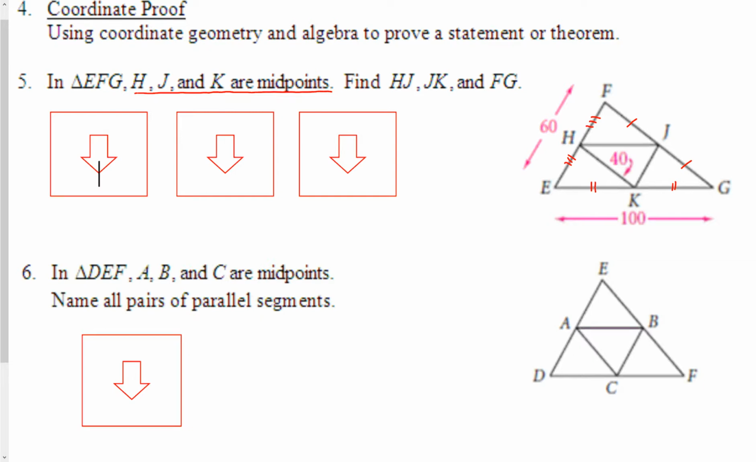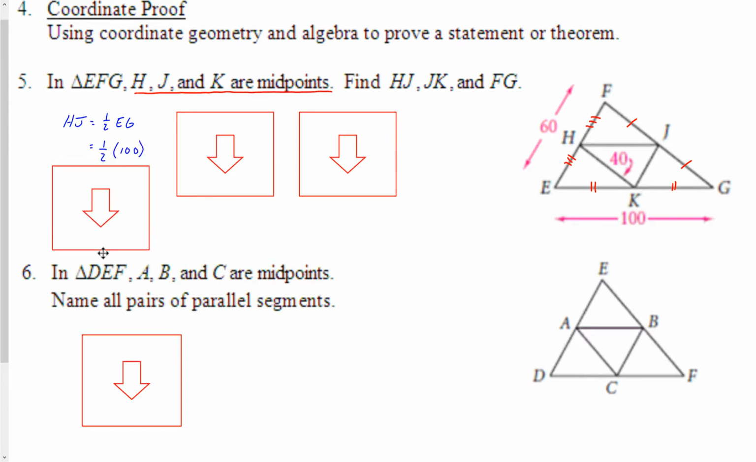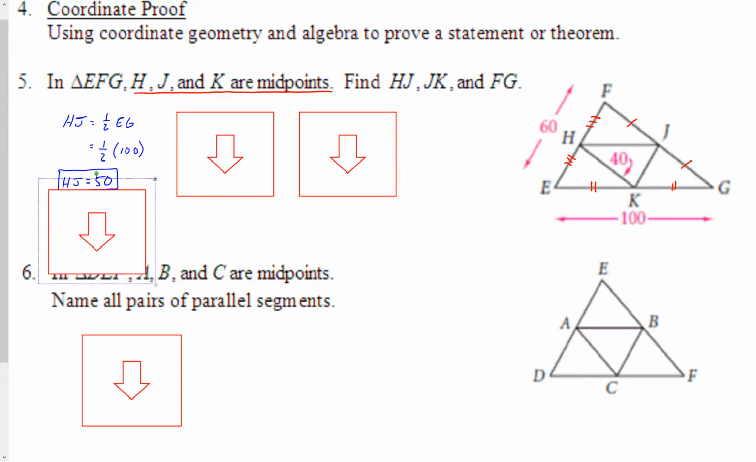Oops. So we have, let's get rid of that. If we have this, and you can do any three of these first, it doesn't matter. Let's say I wanted to find the length of HJ first. Triangle midsegment theorem says HJ is half the length of EG. That's the side that it does not intersect. So EG I know is 100. The length of HJ would then be 50.